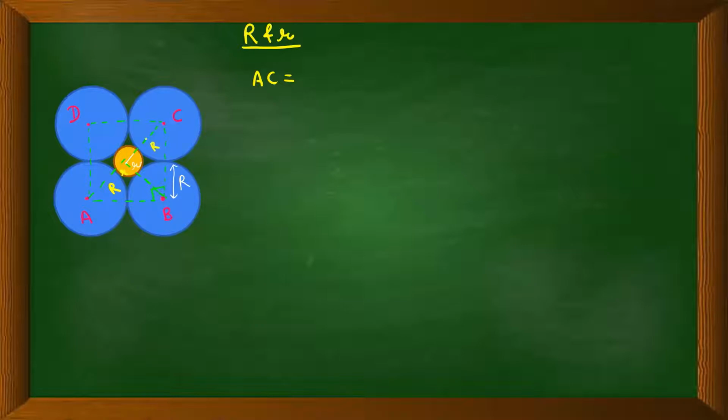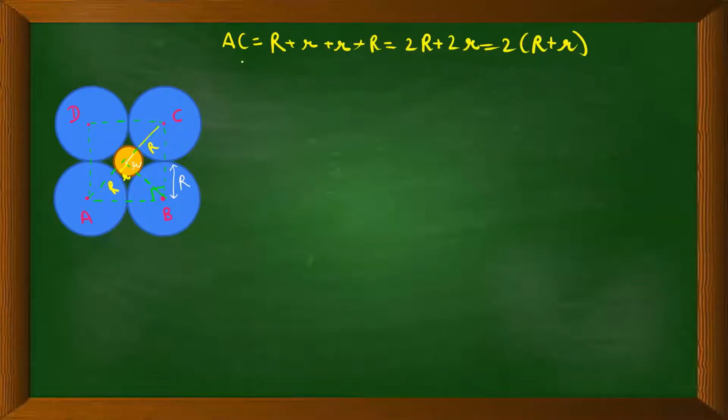In this triangle, side AC is made up of R, small r, and capital R. From this figure we can clearly see AC is equal to capital R plus small r plus small r plus capital R, and this is equal to 2R plus 2 small r. By taking 2 as common, this is equal to 2 times (R plus r). So this is the value of AC. Now, from this figure itself, we see that AB is equal to 2 times R and BC is also equal to 2 times R.